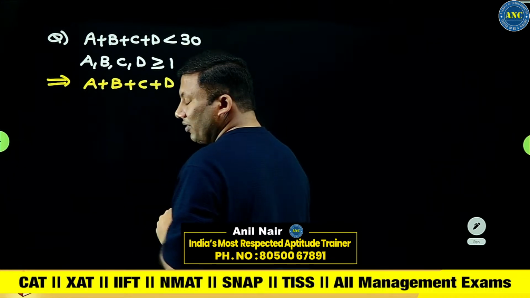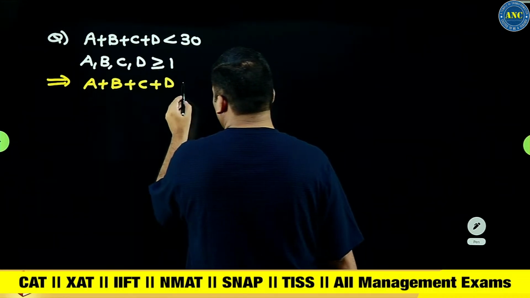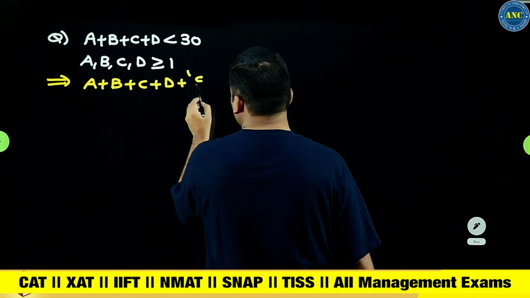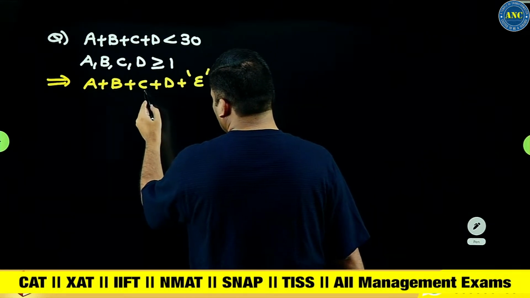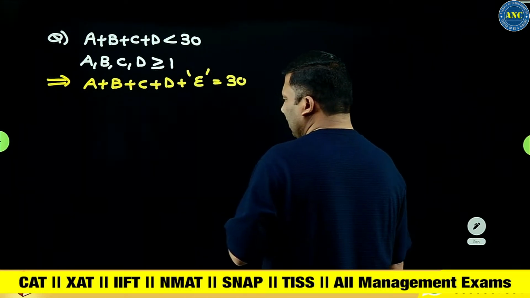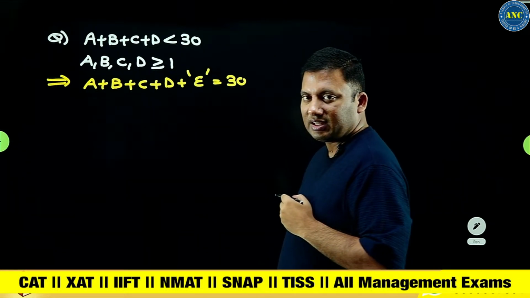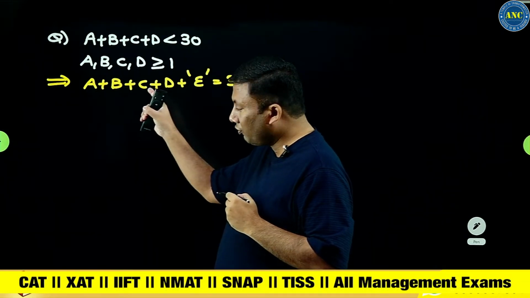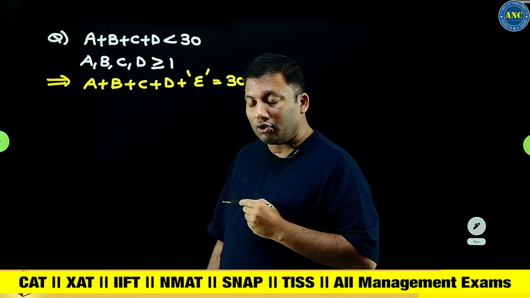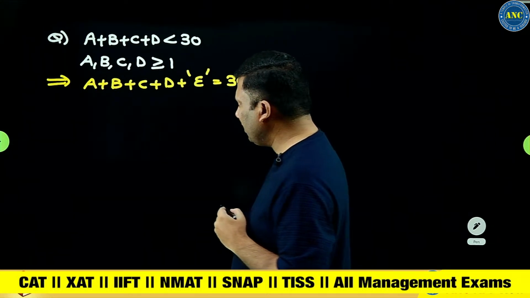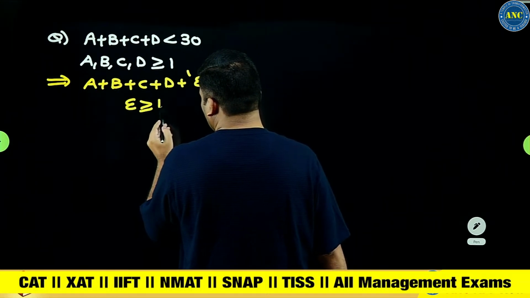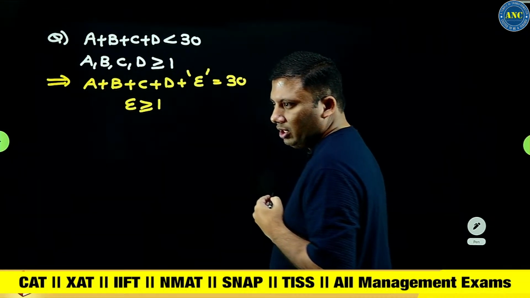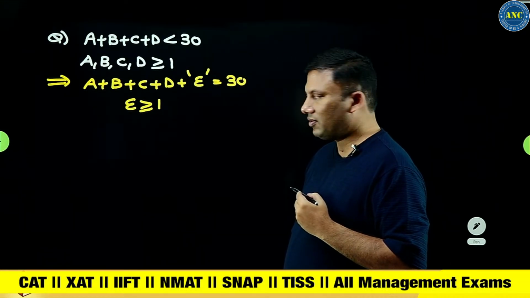If it is 29, if I add a variable to it, I will get 30. If it is 29, 29 plus 1, it is 30. If it is 4, I will get E value 26. So E also is greater than or equivalent to 1.